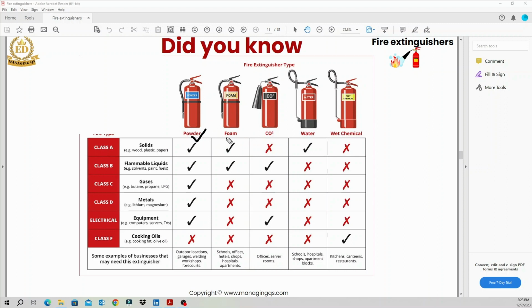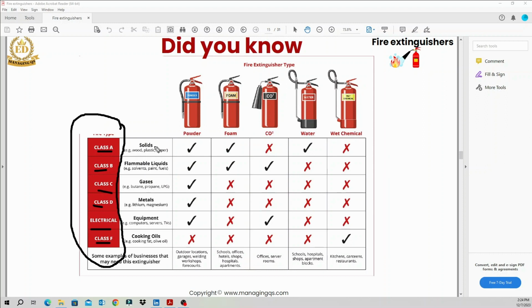This is the powder fire extinguisher, foam fire extinguisher, CO2 fire extinguisher, the water fire extinguisher, wet chemical fire extinguisher. Another very important technical point is fire classes. As an MEP quantity surveyor, we should know some very important technical elements. You can see class A type, class B type, class C type, class D type, class electrical, and class F.